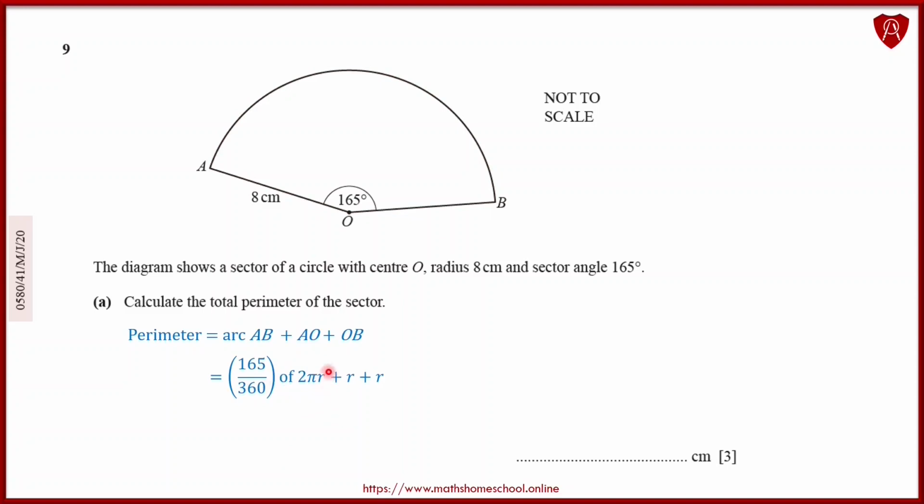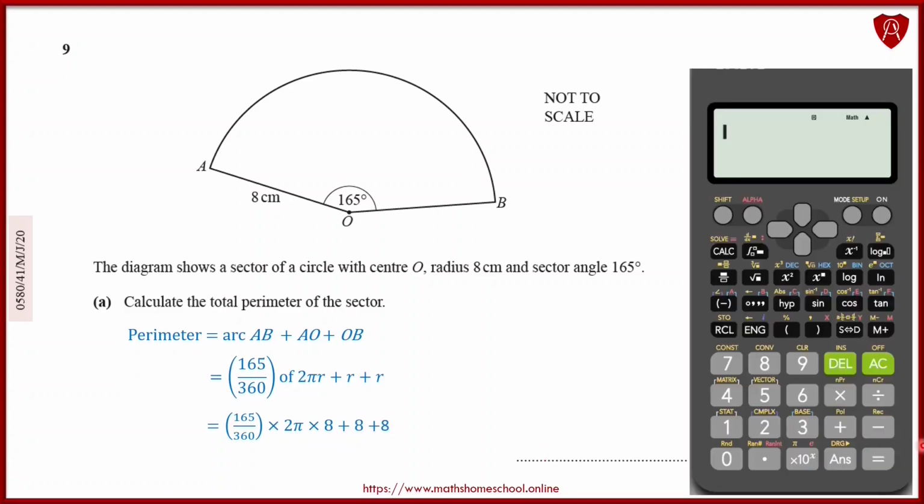2 pi r is the circumference of the whole circle, but we only need a fraction of it given by the sector angle over the whole revolution, 360 degrees. So let's put in the numbers. This is the length of the arc AB, then the 2 radii. We need a calculator for this part. Brackets, fraction 165 over 360 times 2 shift pi times 8 and plus 8 plus 8. It gives 39.038. So 39.0 to 3 significant figures.